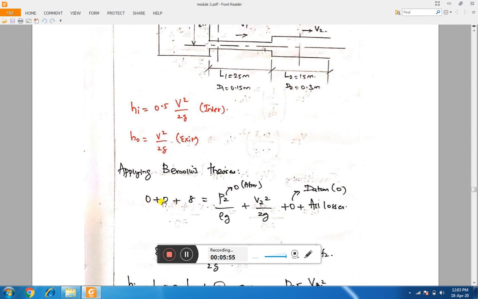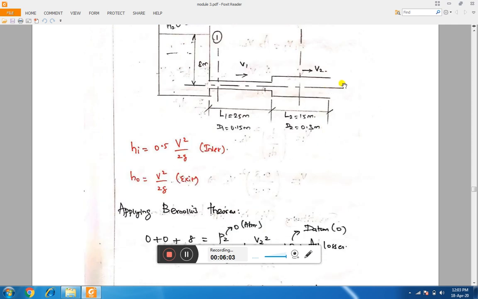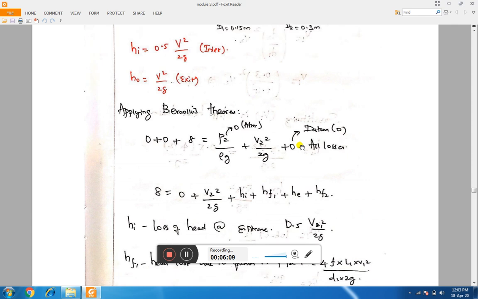So P1 by rho g plus V1 square by 2g plus Z1 equals P2 by rho g plus V2 square by 2g plus Z2. Z2 is here, so it is at the datum, so there is no height from the datum, so Z2 is 0, plus all the losses. In the previous problem we used to take Hc as head loss due to contraction, He as head loss due to enlargement, or Hf as head loss due to friction.